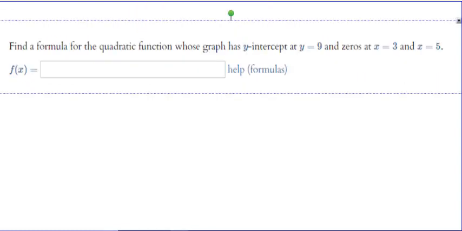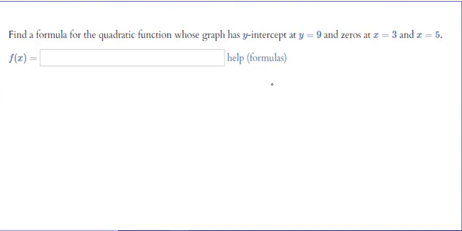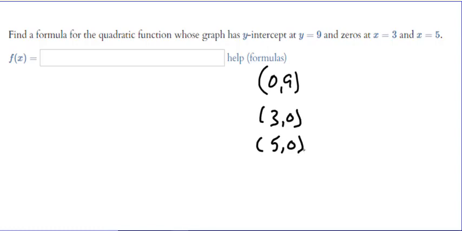Find a formula for the quadratic function whose graph has a y-intercept of 9 and 2 zeros at 3 and 5. Well, first things first, we need to write the ordered pairs for these, okay? So we go 0, 9, 3, 0, and 5, 0.